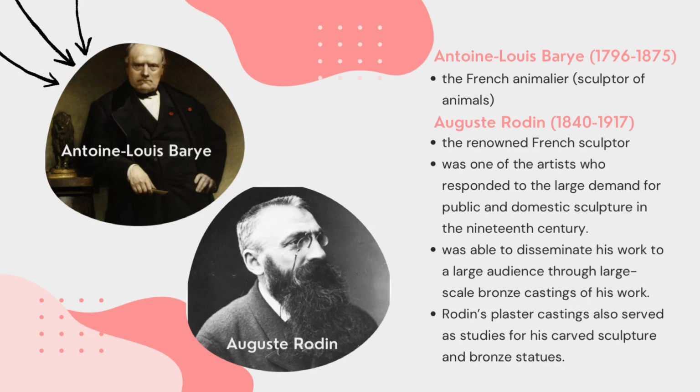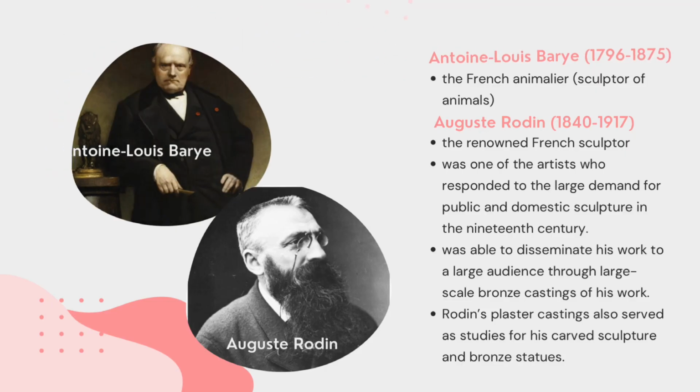Rodin's plaster castings also serve as studies for his carved sculpture and bronze statues. From his preliminary sketches, he would make a clay model to then fashion into a plaster casting. Often, he would make several castings of one piece with which to experiment.